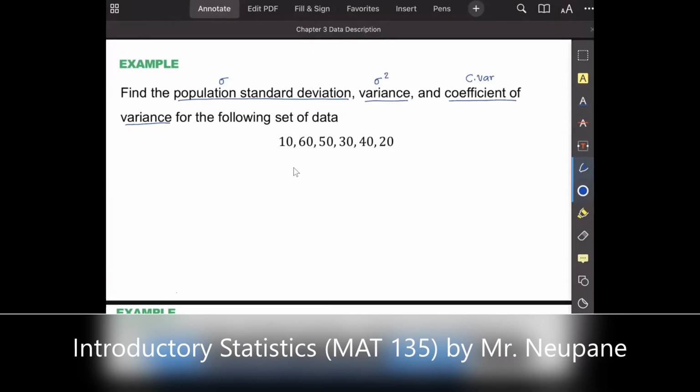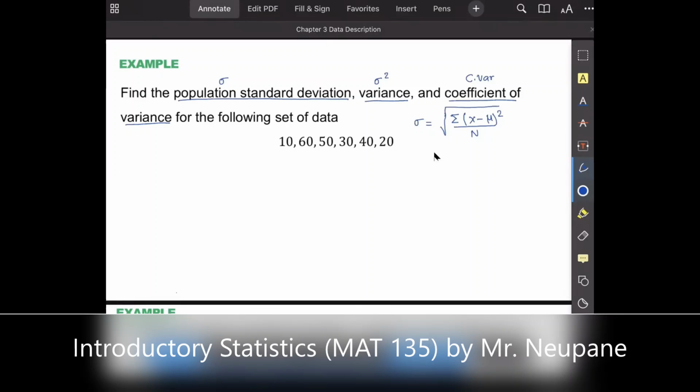And the data given here is an individual series. This is not grouped data. You have seen that for ungrouped data, or individual series, the formula to find the standard deviation was sigma equal to the square root of summation x minus mean quantity squared divided by n. So that was the formula.